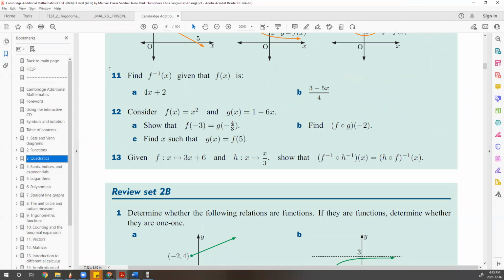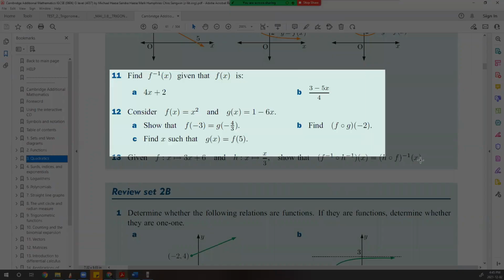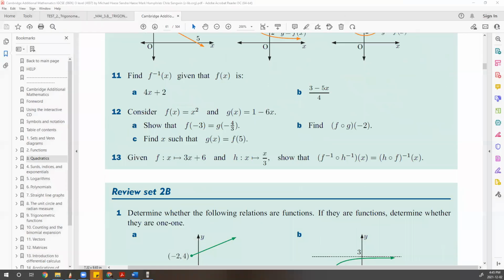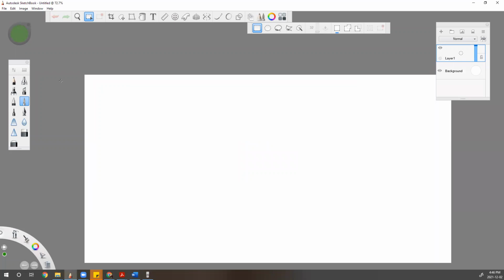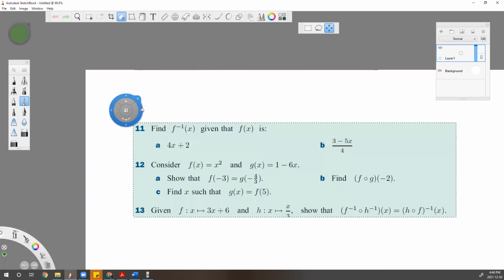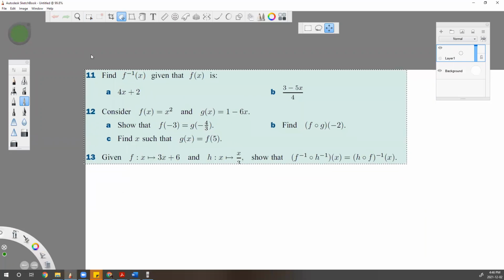11, 12, 13. Again, inverse is when x equals y and y equals x. Y is represented by f(x). Okay, let's try number 11. I can do it here, I think.